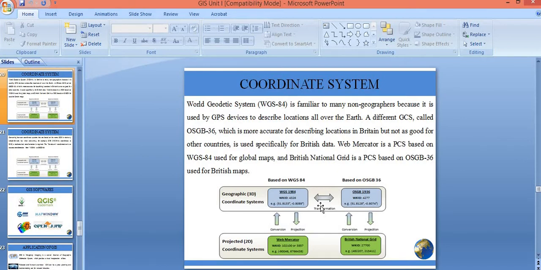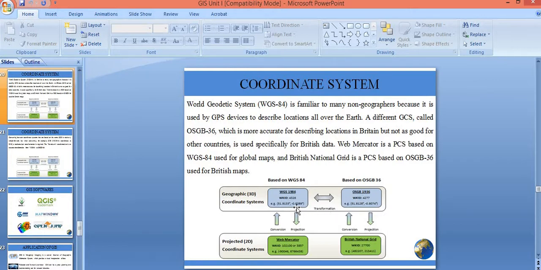Okay. Now the point is, if you transform from one coordinate system to another coordinate system of the same type, for example you are transforming from one coordinate system of geographic coordinate system type to another of geographic coordinate system type, then that operation is called transformation. Or if you transform from one coordinate system of projected coordinate system type to another coordinate system of projected coordinate system type, then that is also referred to as transformation.